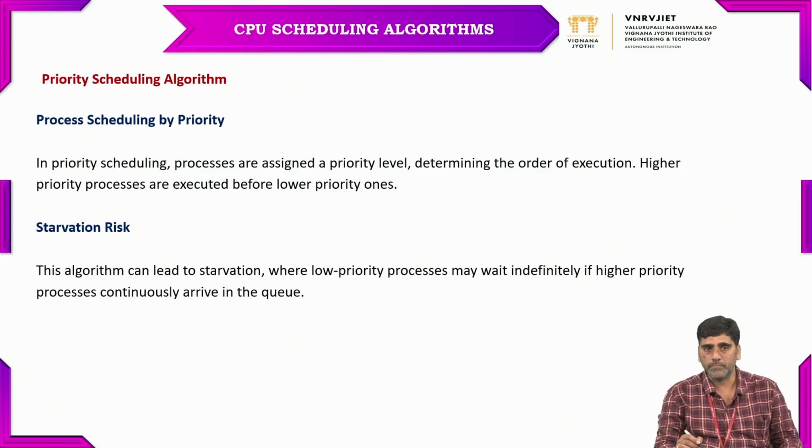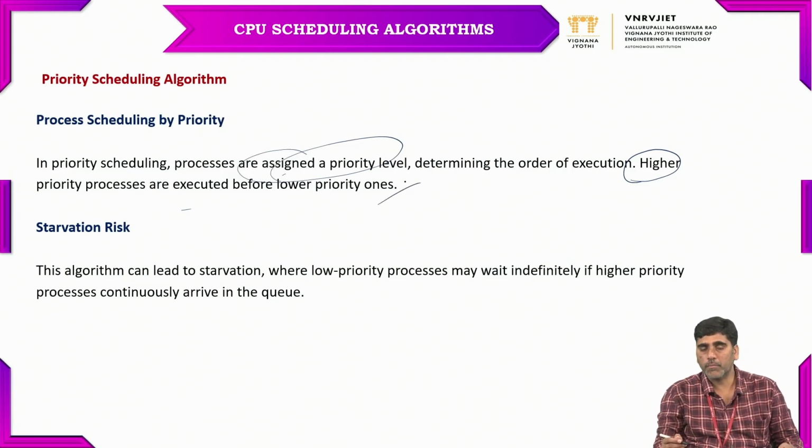In the priority scheduling algorithm, processes are scheduled based on their priority. The processes contain burst time as well as the priority of the process. In priority scheduling, processes are assigned a priority level, which determines the order of execution. A process that comes with higher priority will enter the queue first, and a process with lower priority will enter the queue last. Higher priority processes are executed before lower priority ones.